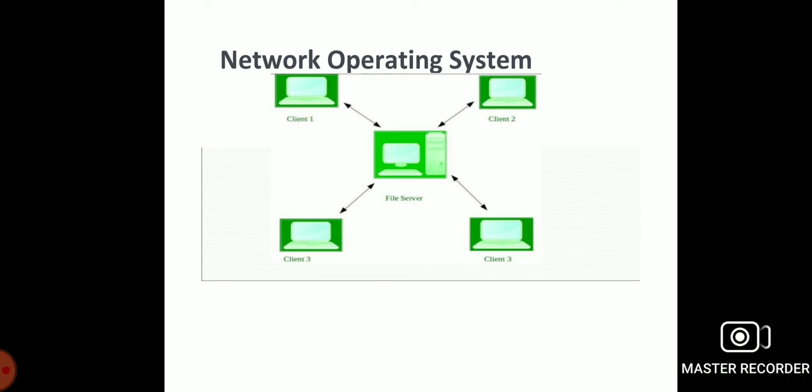Next one, the network operating system. The network operating system has a file server and client 1, client 2, client 3, client 4. So the file server can transfer the data to the different clients. There is client 1 to client 3 and client 3 to client 2. So we can accumulate the data through the processing units in individual systems. It is the network operating system model.